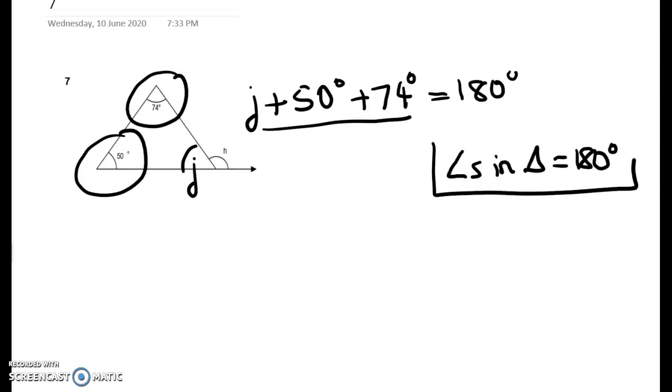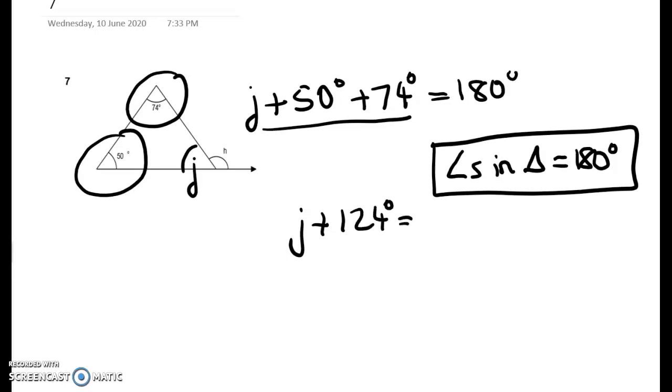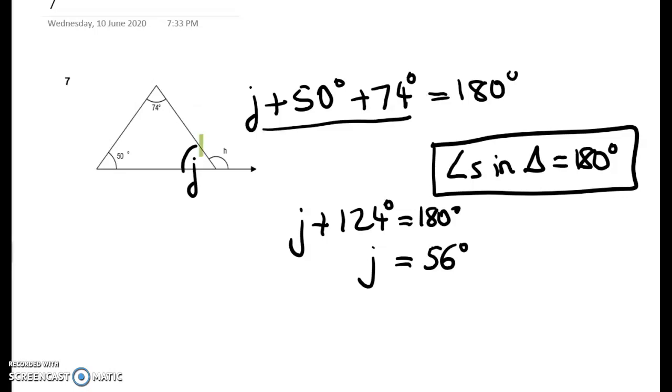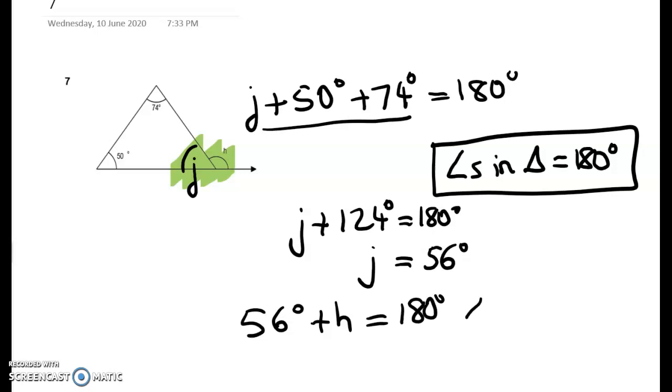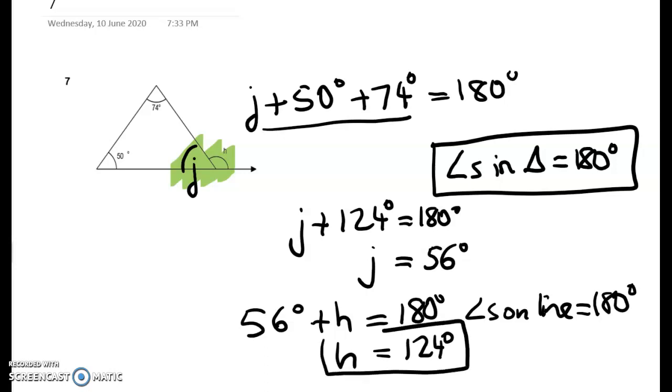And then I give my reason. So that means that J plus 124 is 180. So angle J must be 56 degrees. Next, I'm going to use the rule about the angles on a straight line. So now we can say that 56 degrees plus H must equal 180. And my reason is that angles on a line equal 180. So H equals 124 degrees. So that's that one done.